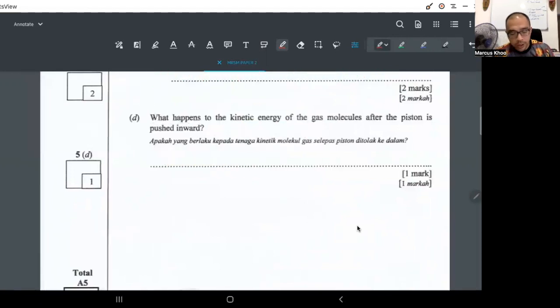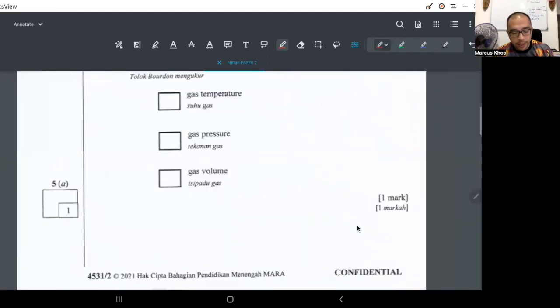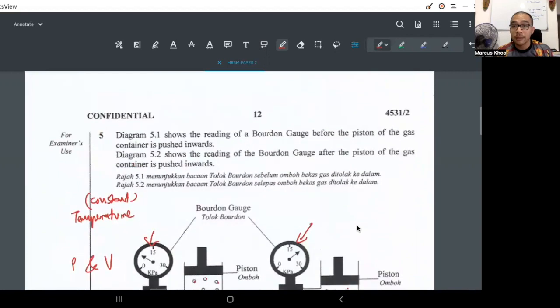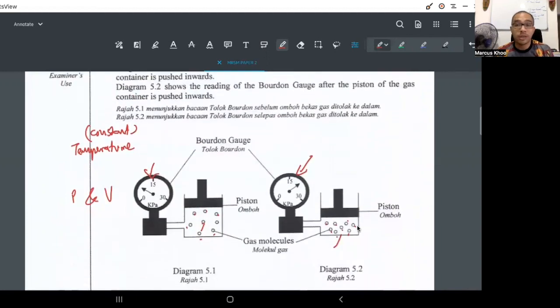And awal-awal sudah kita establish bahawa the temperature doesn't change in this entire case. We have nothing to do with temperature here. We don't increase the temperature. What we're changing is the volume and the pressure. The temperature remains the same, and so because of that, the kinetic energy remains the same. Dia masih lagi bergerak dengan kelajuan yang sama. It doesn't become slower just because you give them less or more space.